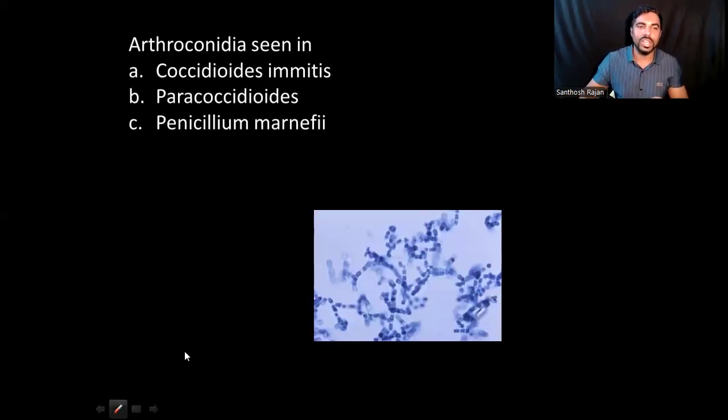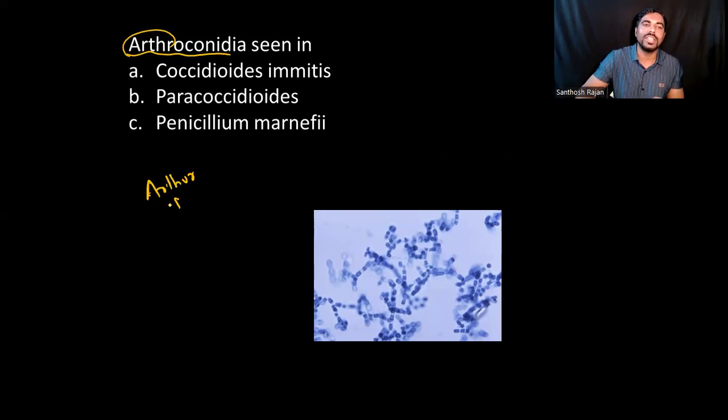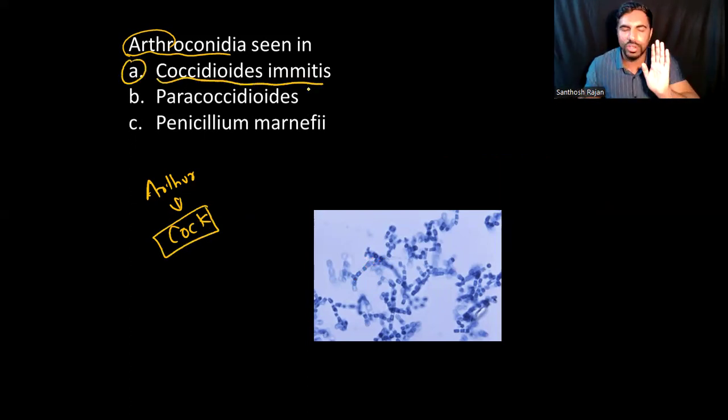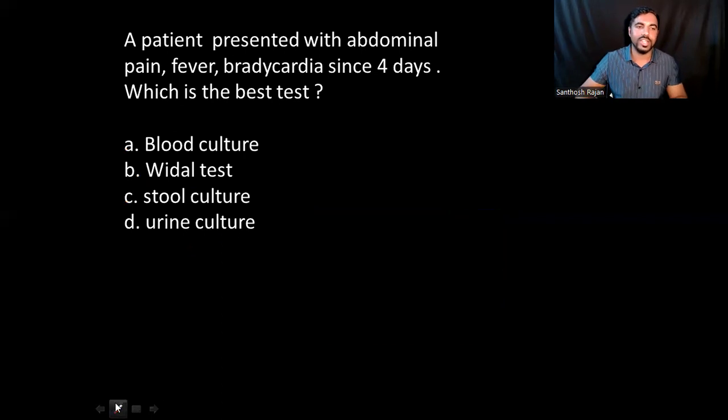Another question I heard was this one, arthroconidia. Again, I'm saying, when this word Arthur comes, the only thing you have to think in your mind is cock. Cock is basically ortho, the rectangular orthoconidia. Ortho means cock, and cock means Coccidioides. Same thing, the question is repeated twice. Otherwise, also the previous one, desert rheumatism, is coccidioidomycosis. So these are dimorphic fungi. We have discussed them a lot in our revision classes.